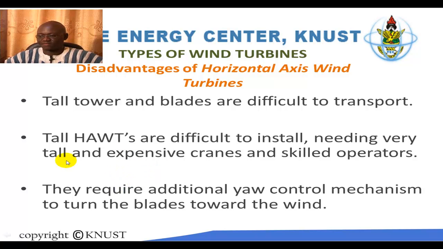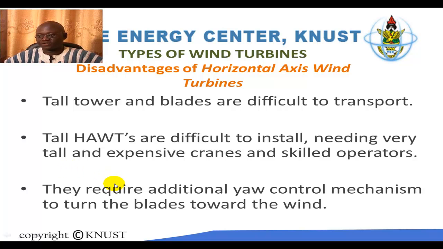And then the third one, they require an additional yaw control mechanism to turn the blades toward the wind. This is because, as some of you may know, the direction of the wind varies continuously. The wind doesn't blow in one specific direction all the time. It varies.